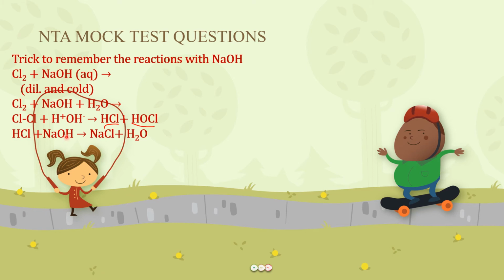So when HCl and NaOH combine, again we will have H positive and OH negative, so this will give us water, and here this is Cl negative and Na positive, so this will give us NaCl. Similarly, when HOCl reacts with NaOH, the two compounds we will get are NaOCl and water. Right? Easy enough, I think.